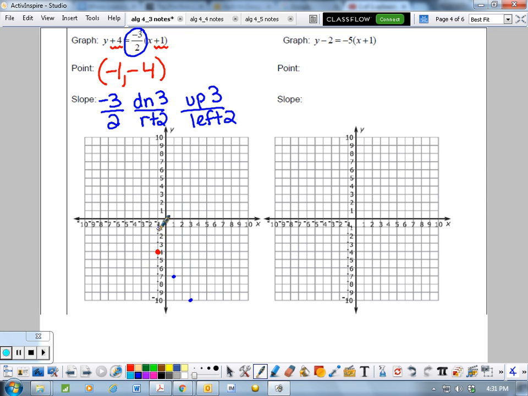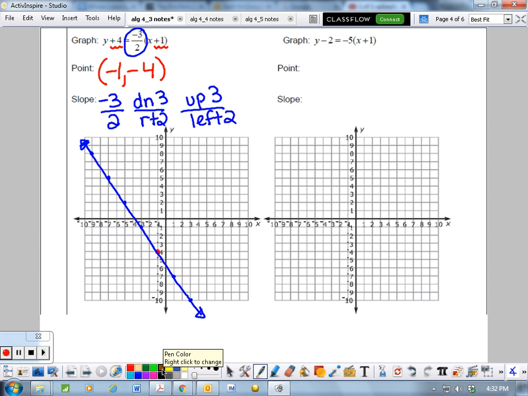1, 2, 3, 1, 2. And see, again, the more dots I have, the more accurate my line should be. And there's our line representing all solutions to that equation.